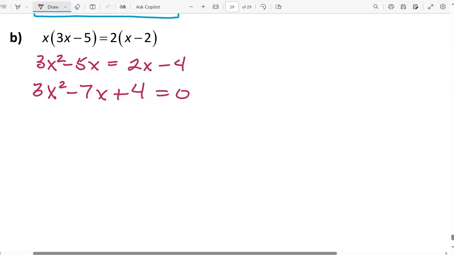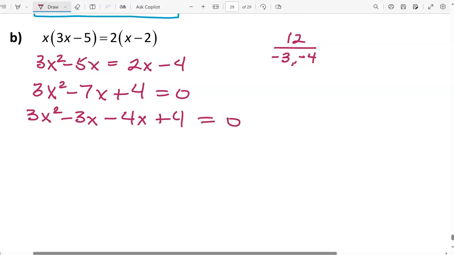So the trinomial has no GCFs to factor. So I'm just going to do the AC method. And our a times c is 12. Factors of 12 that add to negative 7 are negative 3 and negative 4. Since a is not 1, we must split the middle term: 3x squared minus 3x minus 4x plus 4 equal to 0. Factor by grouping: 3x times x minus 1 minus 4 times x minus 1 equals 0.